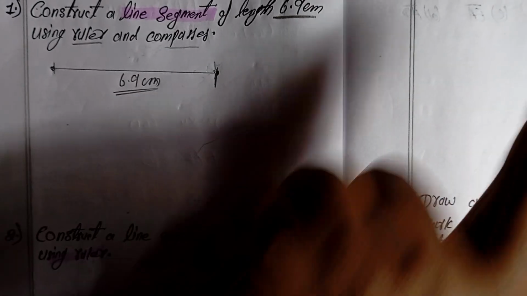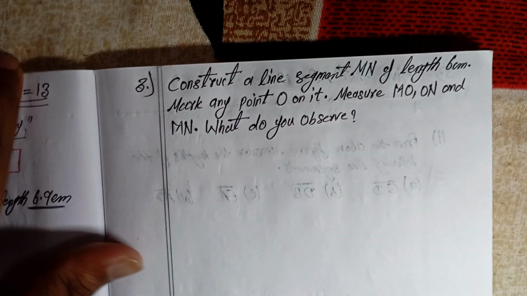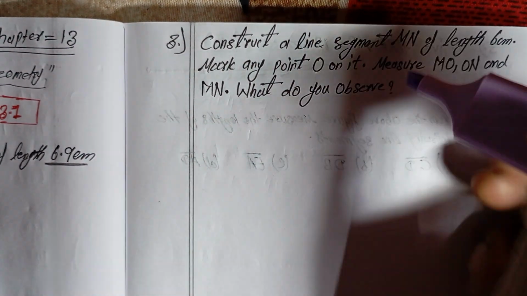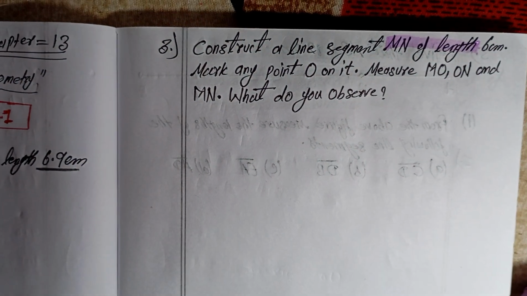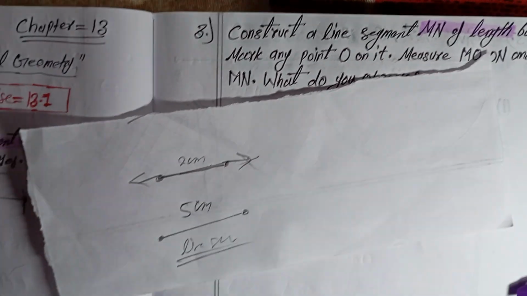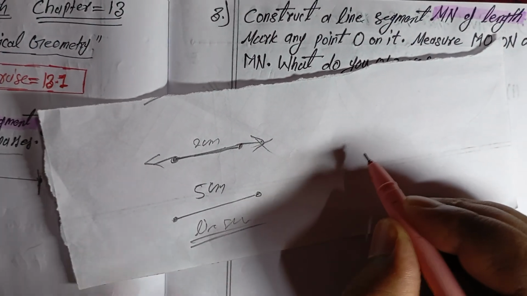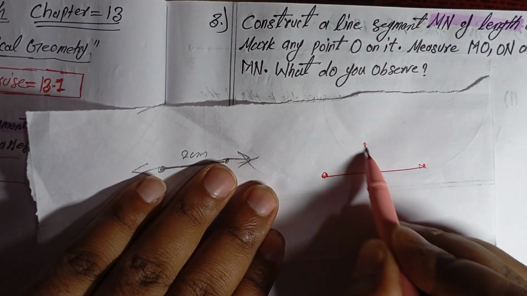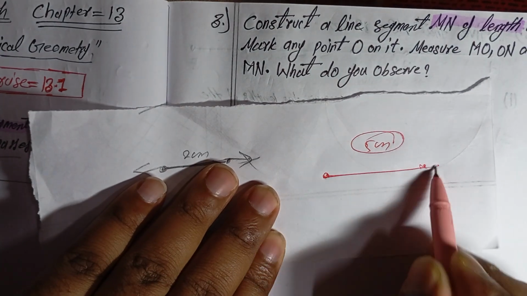So now let's look at the third question. This is our third question. What this third question is telling is: construct a line using M and N. Like this, a line is given. Let's suppose in this one I draw a line. This is a 5 centimeter line.